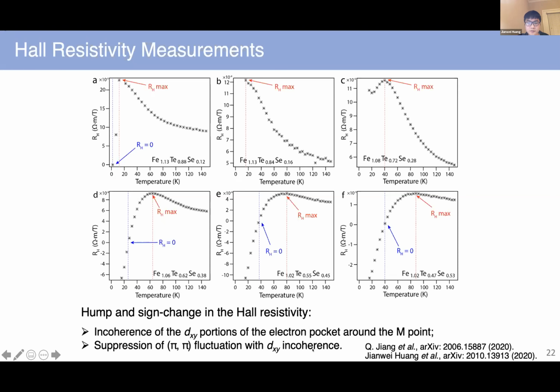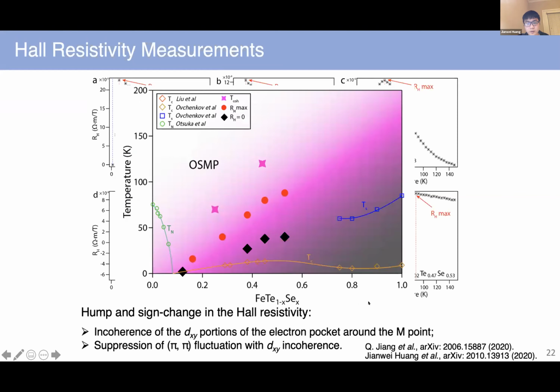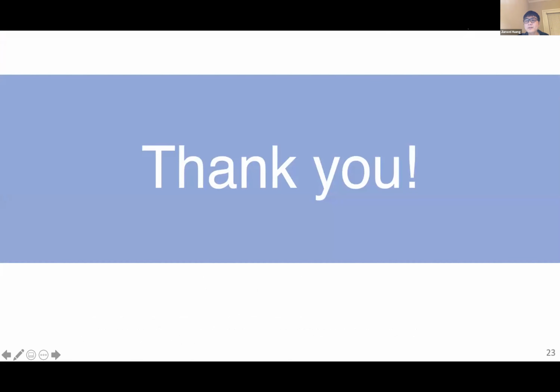Both interpretations also tell us that this characteristic temperature really marks where the dxy orbital becomes incoherent. We plot this characteristic temperature here. The trend really matches our ARPES evolutions well. And so, based on all the observations, we draw the conclusion that this iron tellurium compound is indeed in proximity to the OSMP ground state. So that's all. Thank you.